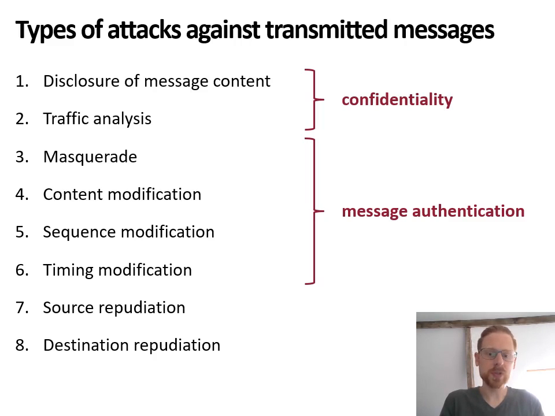Finally, there is source repudiation and destination repudiation, where, respectively, the source or the destination cannot deny having taken part in the communication. Message authentication does not help against those types of attacks. However, digital signatures can help against source repudiation.